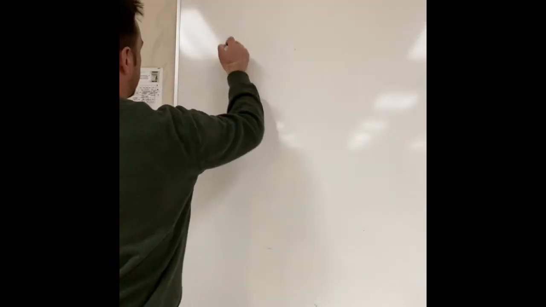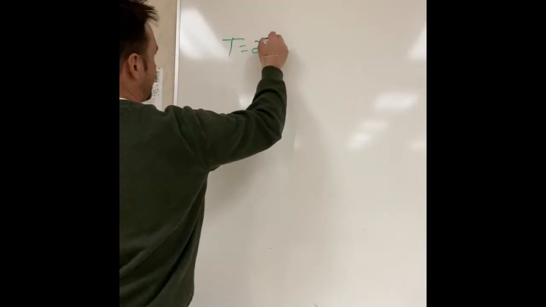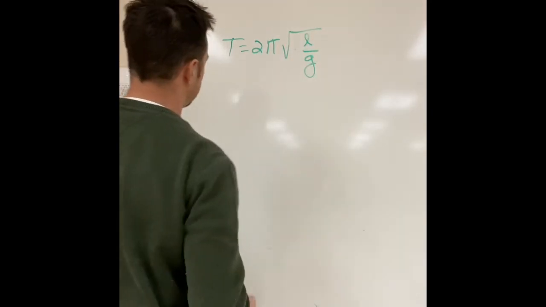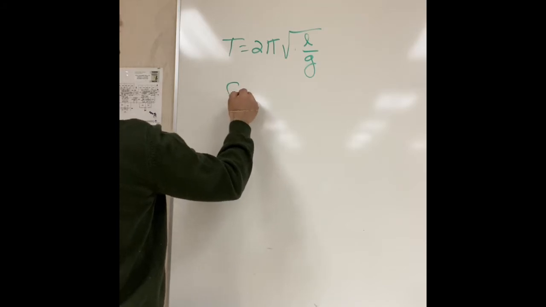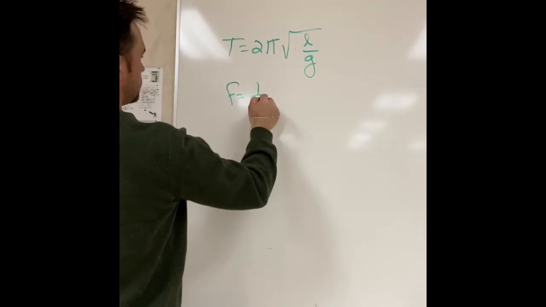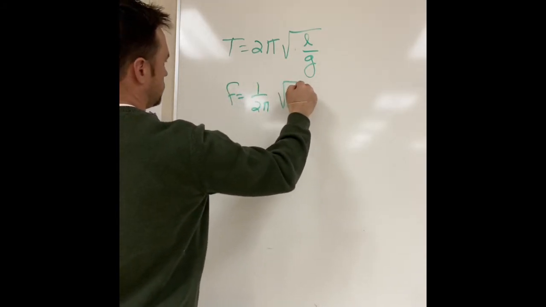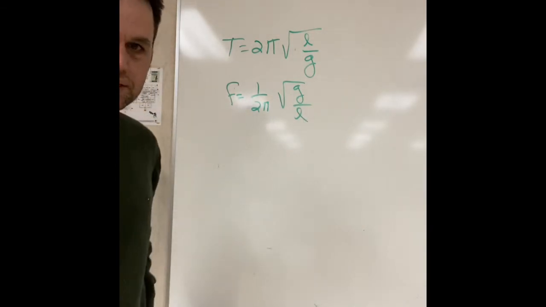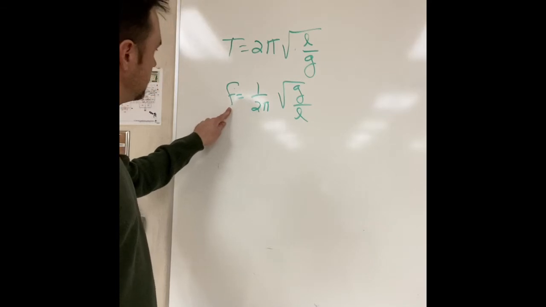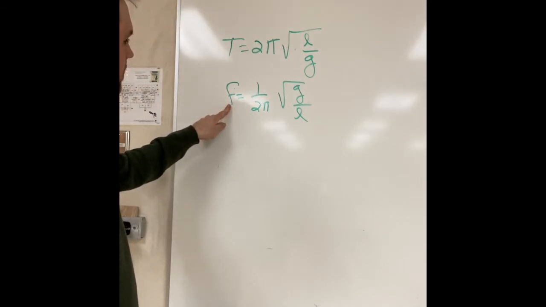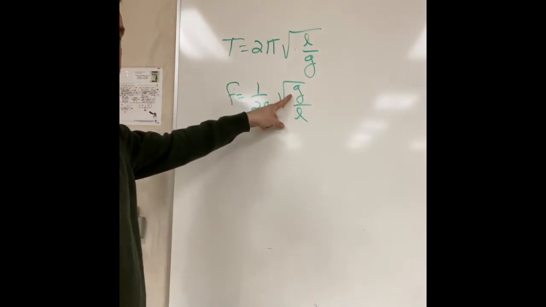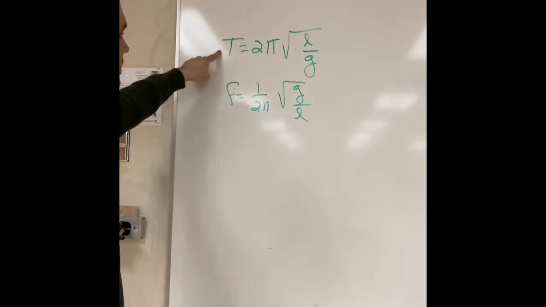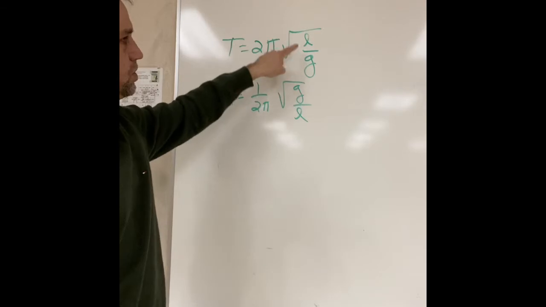For a pendulum, the period is 2 pi times the square root of L over g, which makes the frequency 1 over 2 pi square root of g over L. I always remember these because frequency starts with an F, which comes first in the alphabet, and so g goes on top because that comes first. T comes after F in the alphabet, and L comes after g.